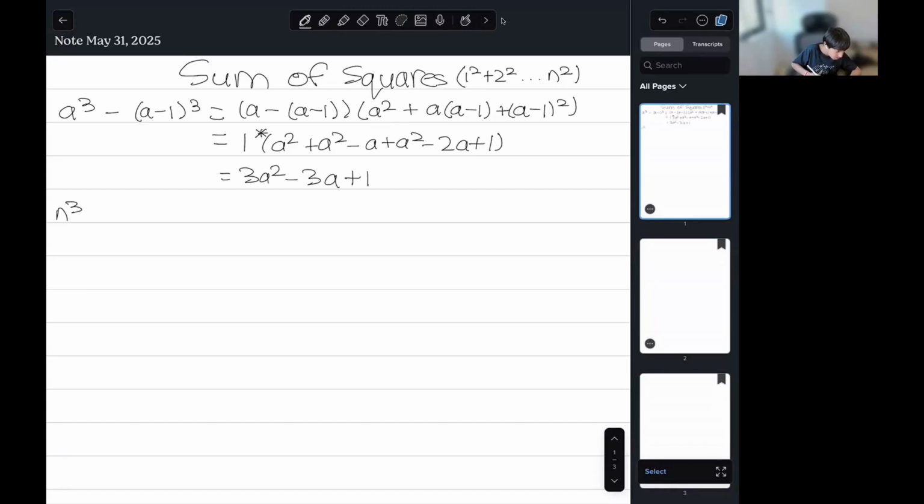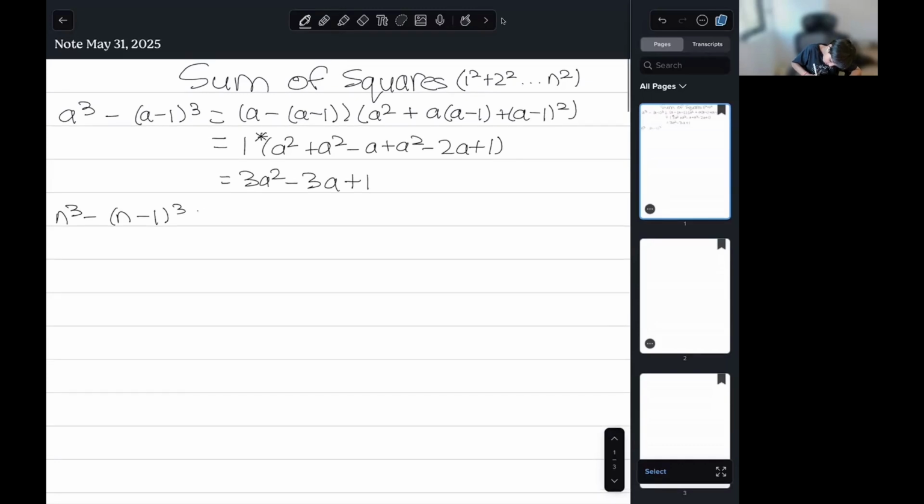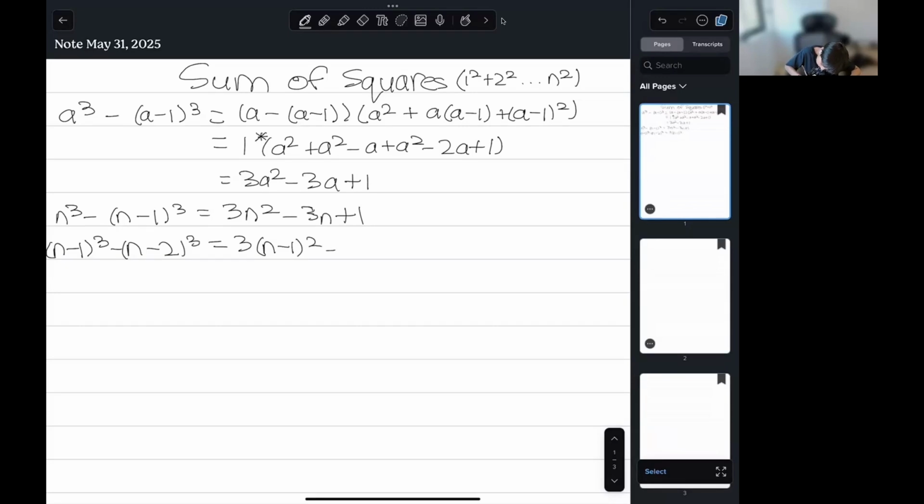So we say n cubed minus (n minus 1) cubed is equal to 3n squared minus 3n plus 1. (n minus 1) cubed minus (n minus 2) cubed is equal to 3 times (n minus 1) squared minus 3(n minus 1) plus 1.